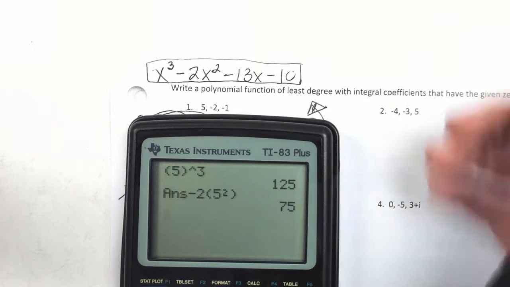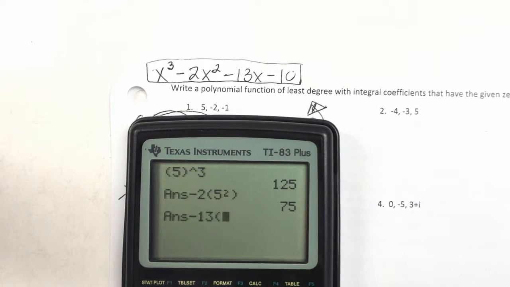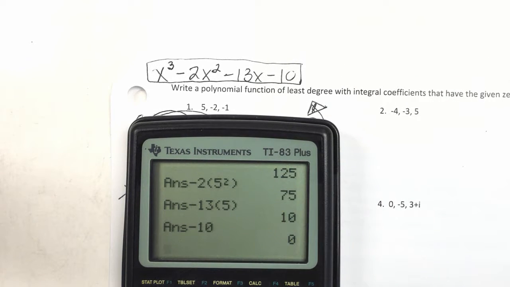And then minus 13 times 5, so minus 13, parentheses 5, minus that 10. And it gives you what? Good, we've done it correctly then. And you could check all three if you wanted to, but it's pretty much if one of them works, then you've probably done it correctly. Do I need to go back over how to type that in the calculator?